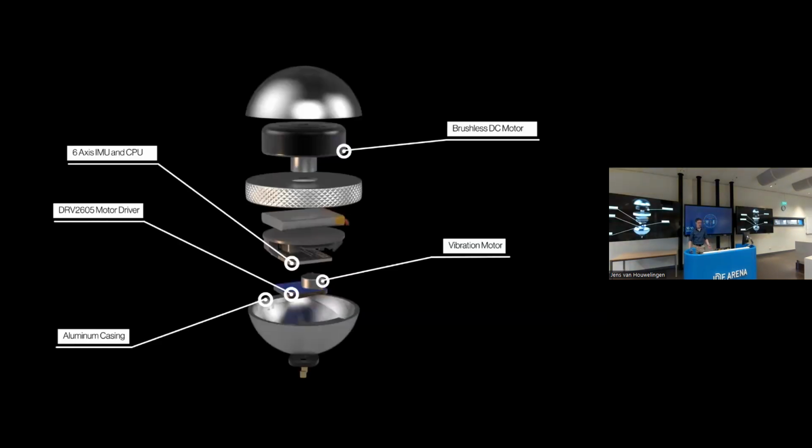So just to break down what it is, both in an idealized form and a prototype form, it's a sphere, as I mentioned, with a DC motor for feedback, a 6-axis IMU, so that's gyroscope and accelerometer, with an aluminum casing around it all, and inside we have a motor, vibration motor, motor driver, battery, and then a bunch of bits to make sure it all nests together properly.